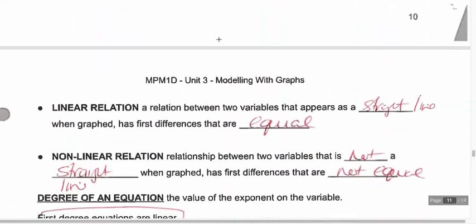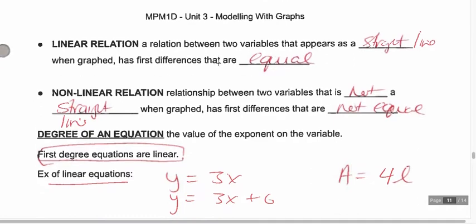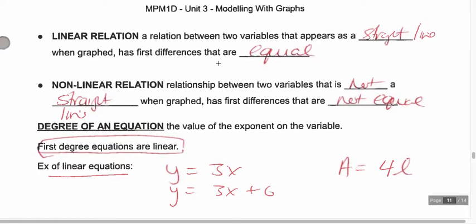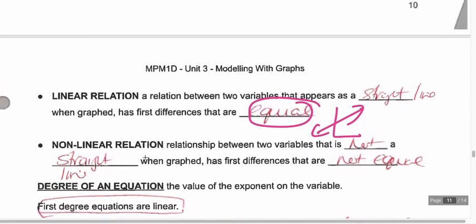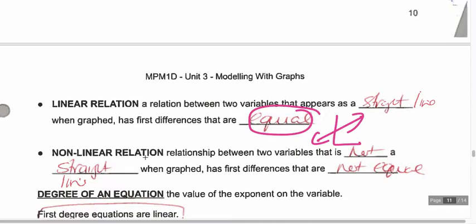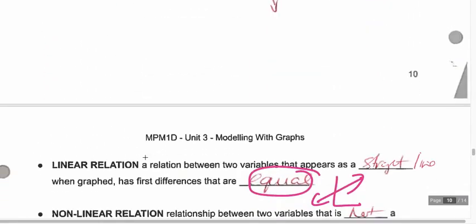So first differences are the same. A linear relation between two variables that appears as a straight line when graphed has first differences that are equal. This is the whole course on straight lines, linear relationships. They have the same slope. So we've been graphing these. One test is to see if we have first differences that are the same. If they're the same, it's linear.